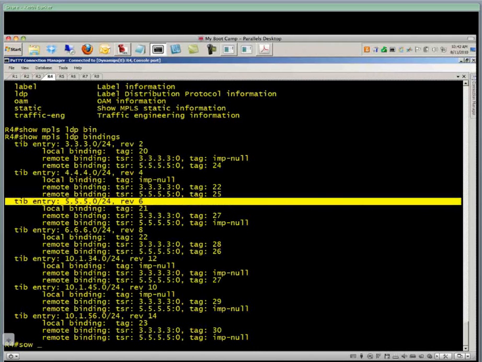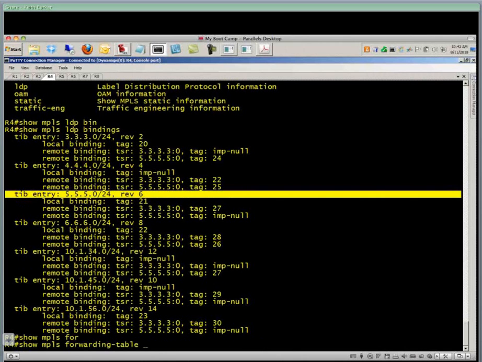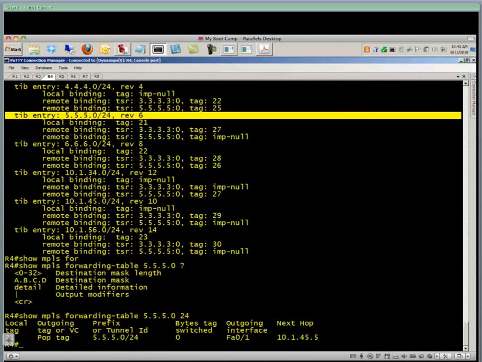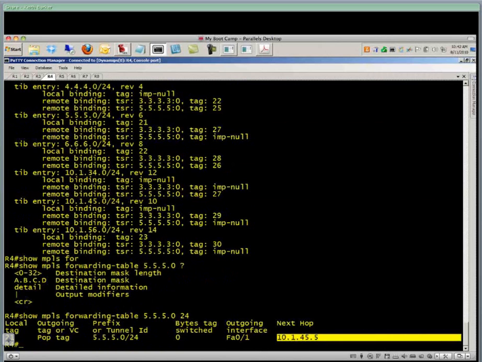If we do a show MPLS forwarding table, and we'll do it just for 5.5.5.0, 24-bit mask, if we look at just that one specific route, even though we had 2 people who said they could do it, we are using 10.1.45.5 as the next hop, which means we're going to pop the tag off because he advertised it to us as an implicit null, meaning it's local.